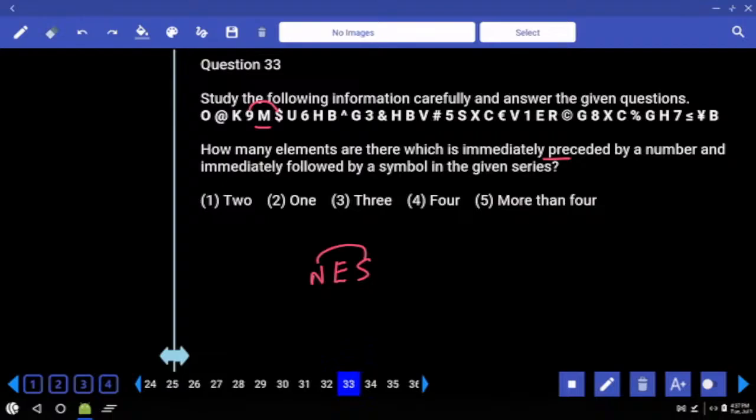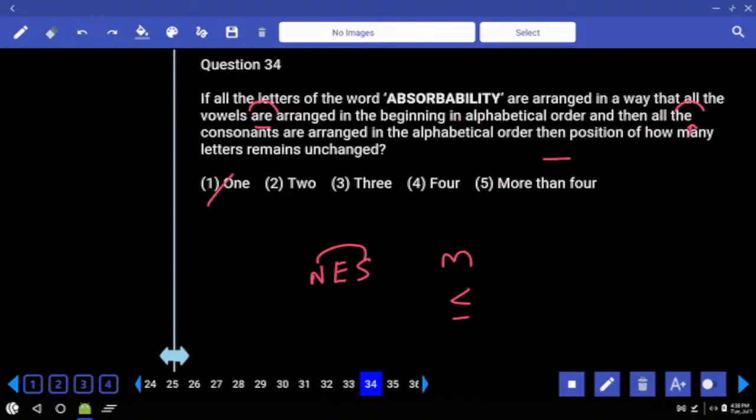And 1. Next one 8 and 7. 7 and 7. Now this is an element. What are those two elements? Lesser than or equal to the other. There are only 2 of such type. Choice 1, question number 33.